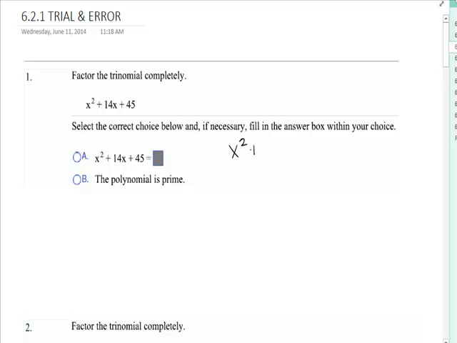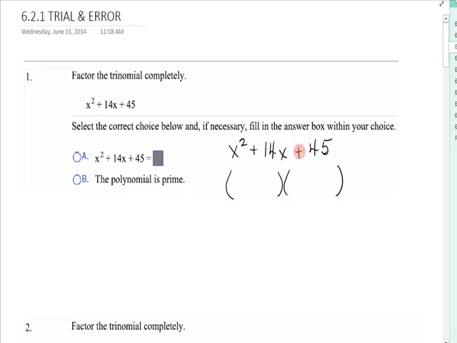So I have x squared plus 14x plus 45. Because there's no common factor, and because it has 3 terms, I immediately write down my 2 sets of parentheses, and I'm going to undo FOIL. It's called trial and error because as the problems get more challenging, you have to just try some different combinations. Let's take care of the signs because I think that really helps.